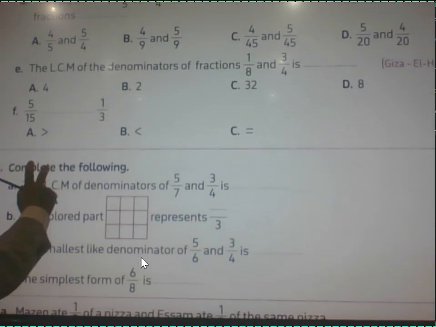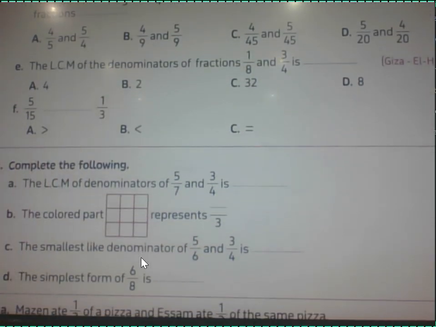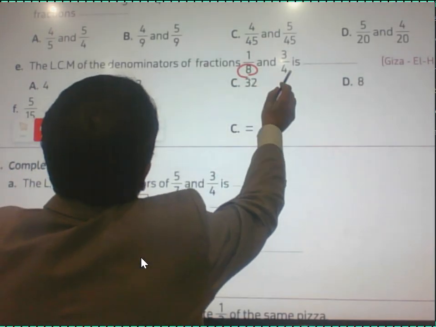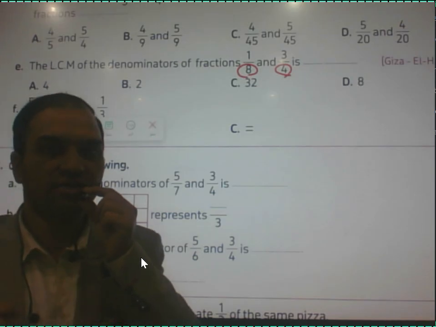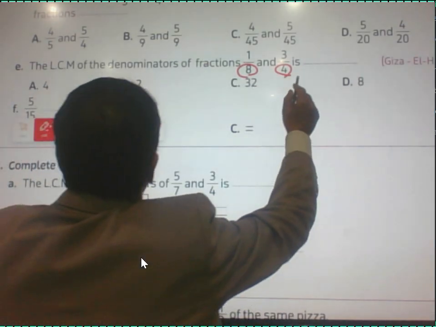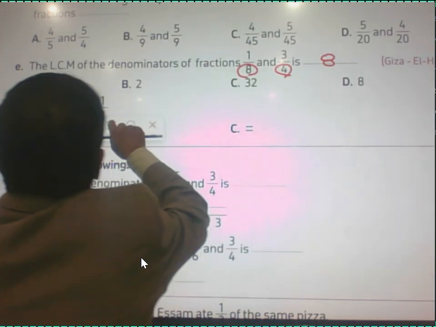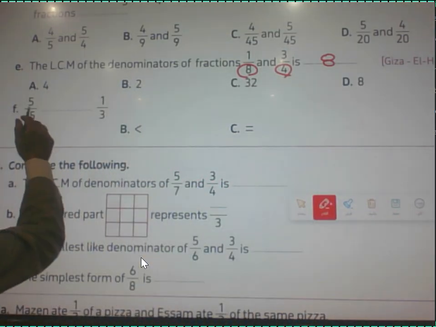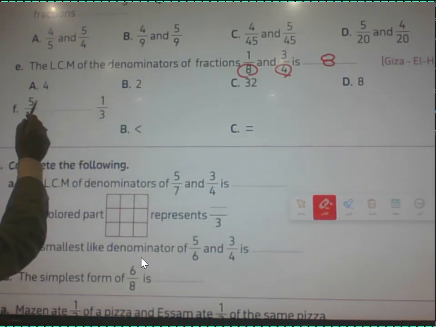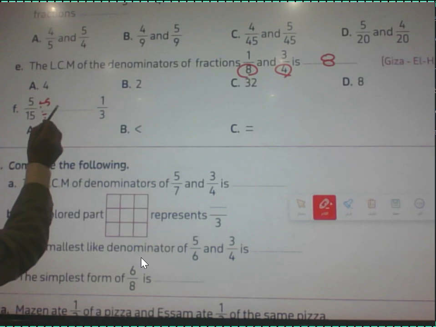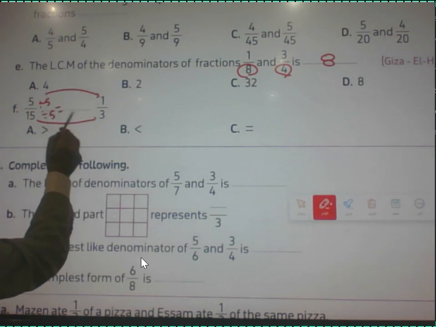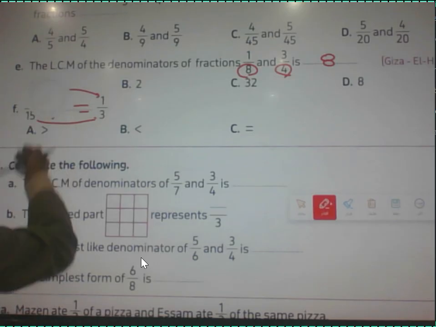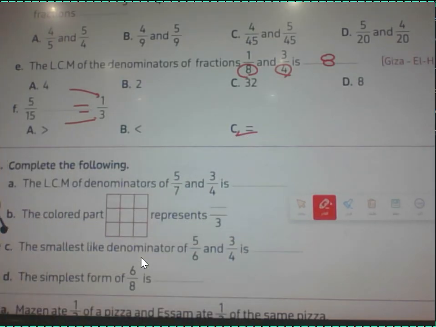Letter E. The least common multiple of the two denominators of the fractions, 8 and 3/4. Look here. 8 can be divided by 4. Yes, 8 can be divided by 4. Then the least common multiple between them equals 8. 8 is the least common multiple. 5 over 15, and third, we can divide by 5 up and down. The result will be 5 divided by 5 equals 1 and 15 divided by 5 equals 3.